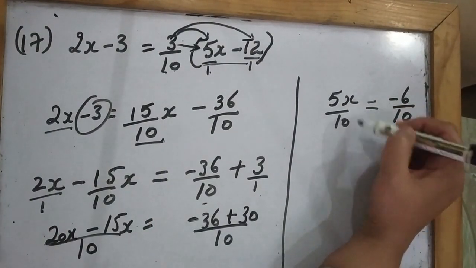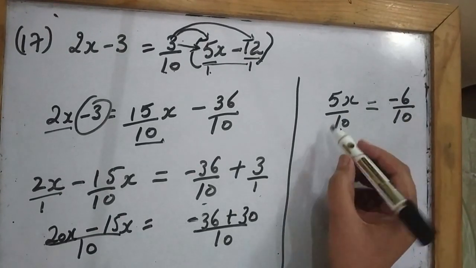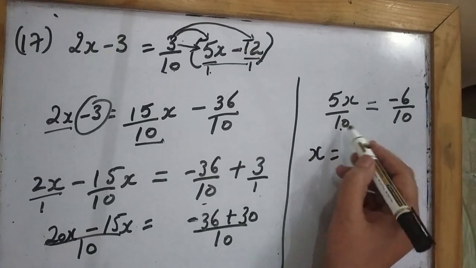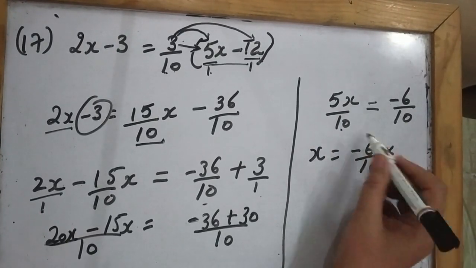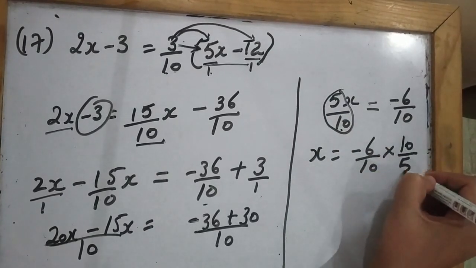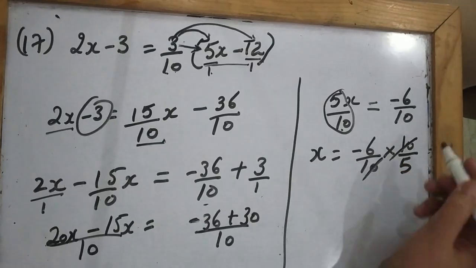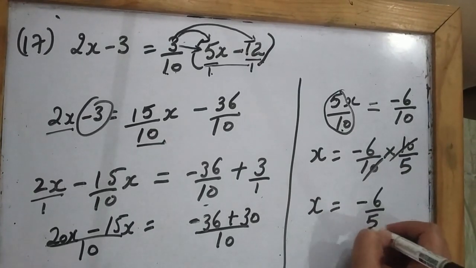Now what I have to do, I have to shift this 5 upon 10 to the other side, and this is a fraction. When it will go to the other side, it will be multiplied and this will turn into a reciprocal, 10 upon 5. So 10 and 10 get cancelled and your answer is minus 6 upon 5.